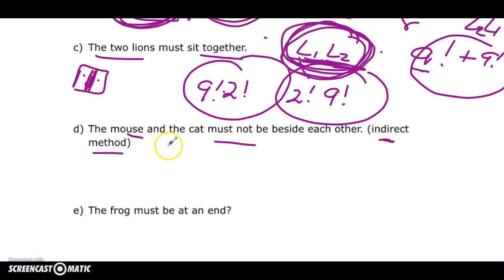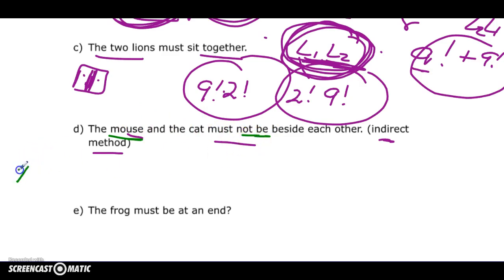So what's going on with this one is the mouse and the cat cannot be together. You can't really answer that question directly. That's why it says use indirect. What you're going to do when you have a can't, or not be near each other, is figure out how many total ways there are, and then how many total ways there are where the cat and the mouse are beside each other, and subtract the two.